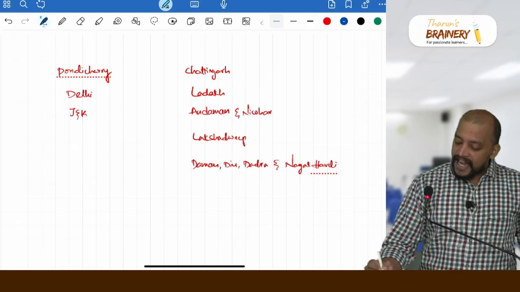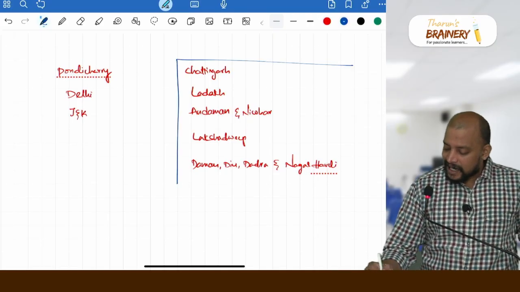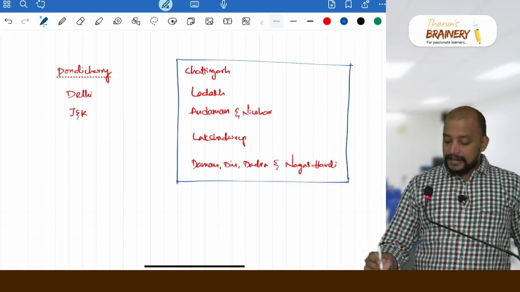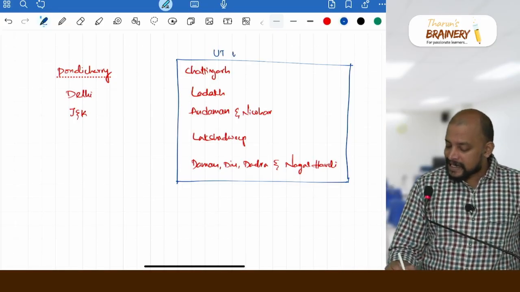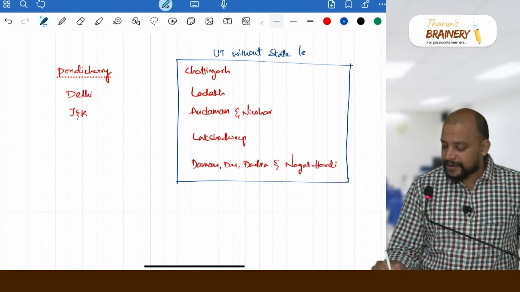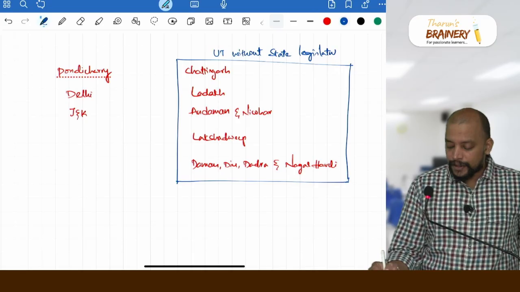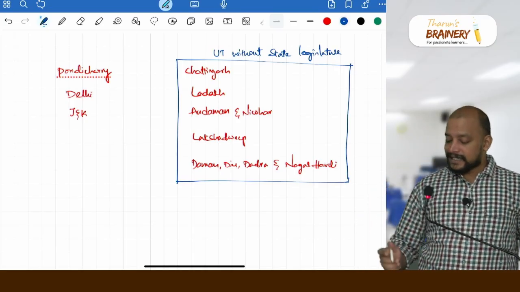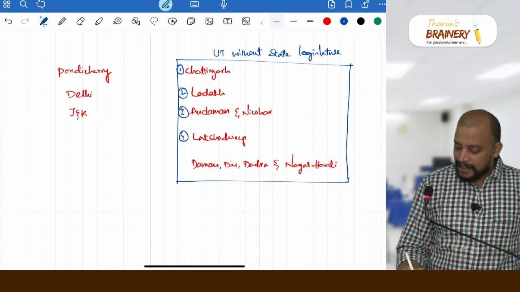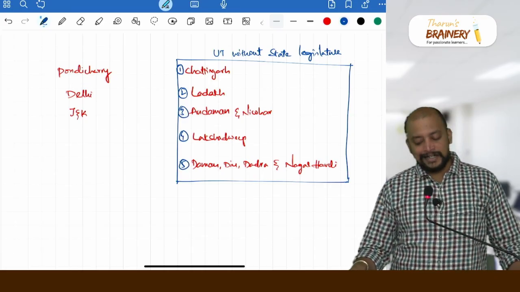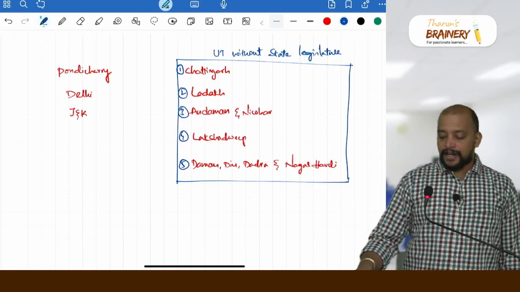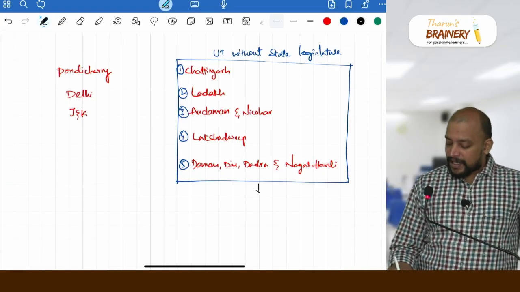These are the 5 union territories which are under the central government completely. These are called union territory without state legislature. So what are the 5 union territories without state legislature? Chandigarh, Ladakh, Andaman and Nicobar, Lakshadweep, Daman, Diu, Dadra, Nagar Haveli. This will be completely under whose control? Central government. And what is the type of GST that will be applicable in this case?